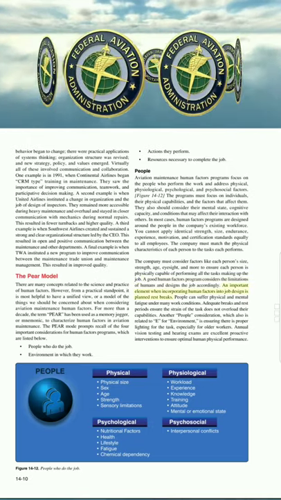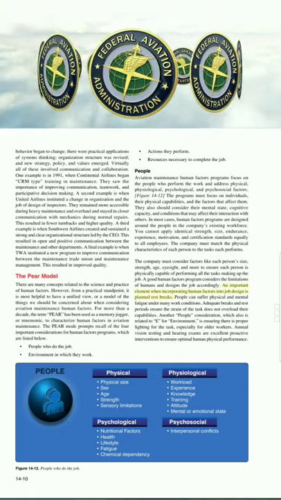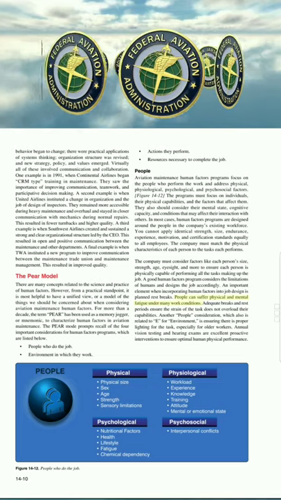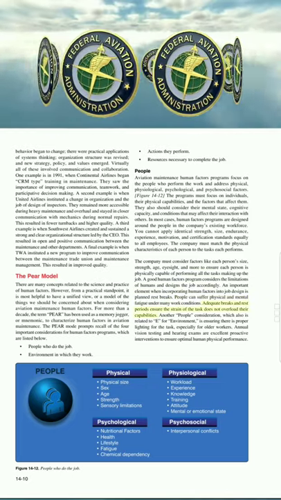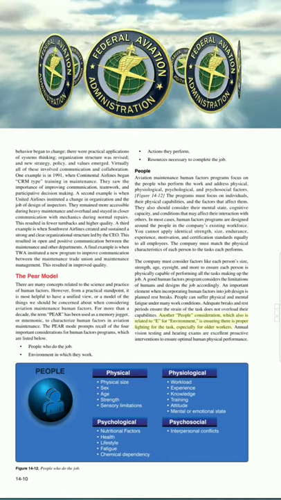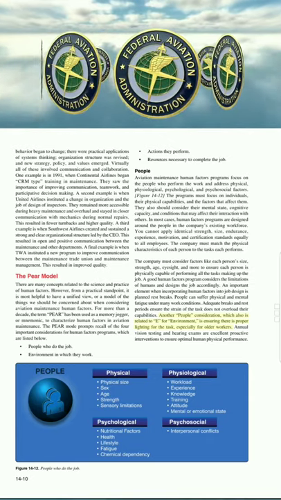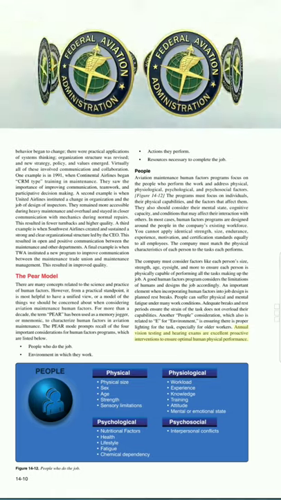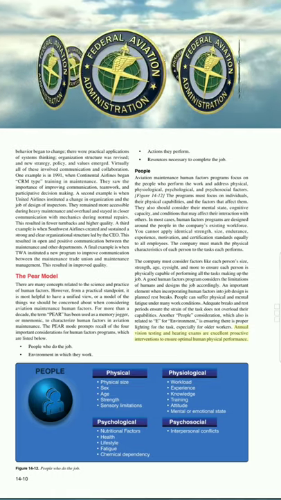An important element when incorporating human factors into job design is planned rest breaks. People can suffer physical and mental fatigue under many work conditions. Adequate breaks and rest periods ensure the strain of the task does not overload their capabilities. Another People consideration, which also is related to Environment, is ensuring there is proper lighting for the task, especially for older workers. Annual vision testing and hearing exams are excellent proactive interventions to ensure optimal human physical performance.